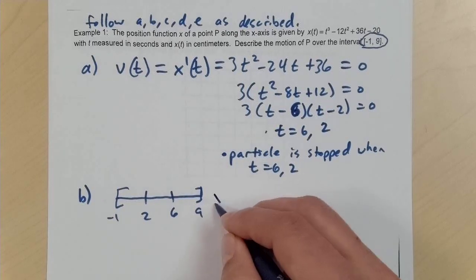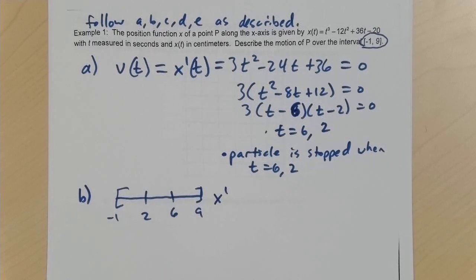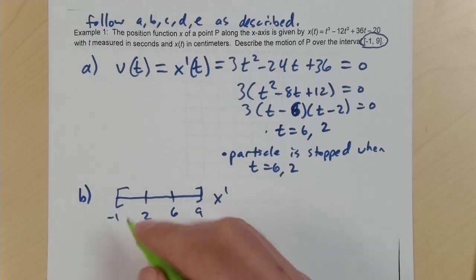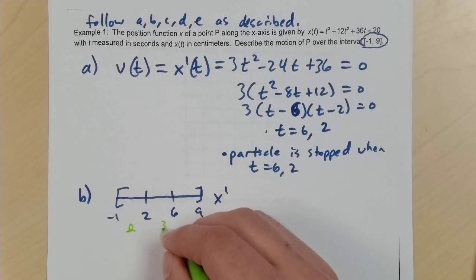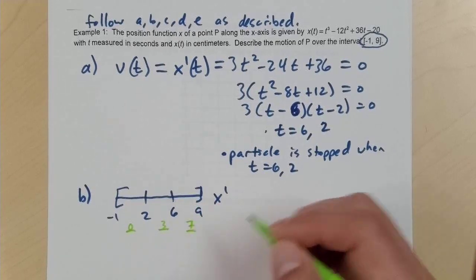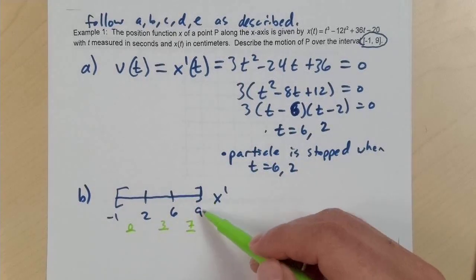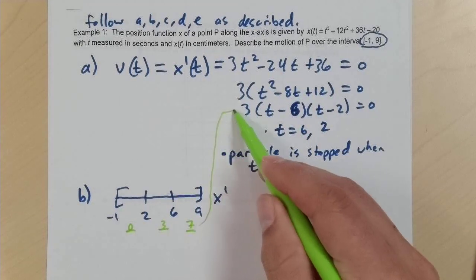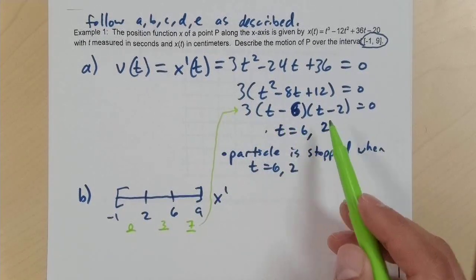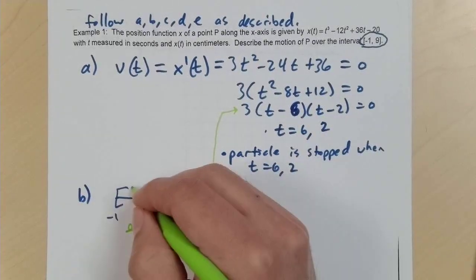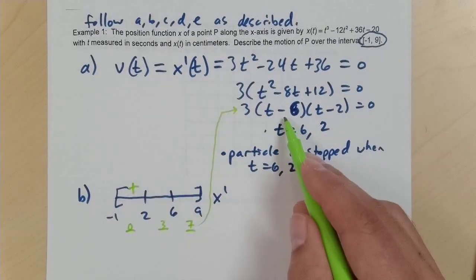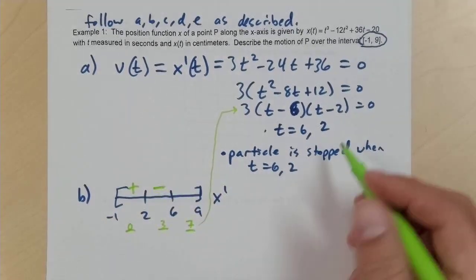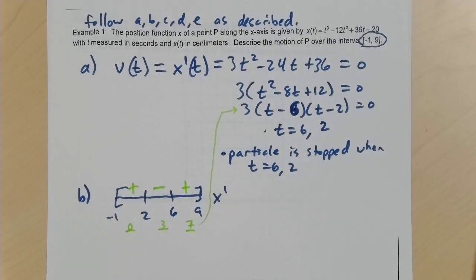We're going to do a sign chart because we want to know when the velocity is positive and when the velocity is negative, because that will tell us moving left and moving right. If we test a couple of values, here we can test 0, here maybe I'll test 3, here I can test 7. Remember, we're plugging these values into here. If you plug in 0, you get a negative times a negative, which is positive. If you plug in 3, a negative times a positive, that's negative. If you plug in 7, both of those will be positive.